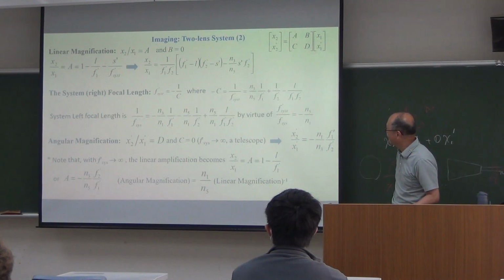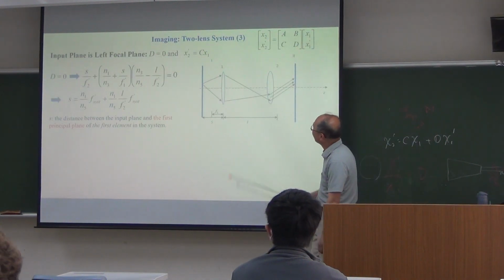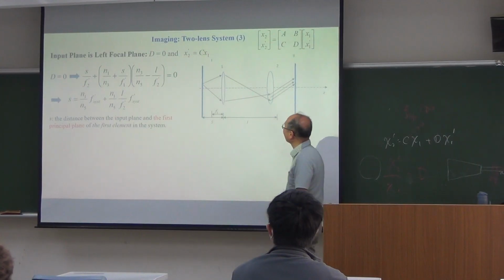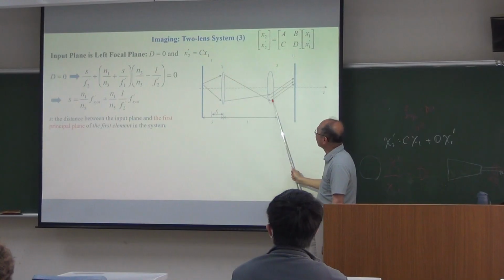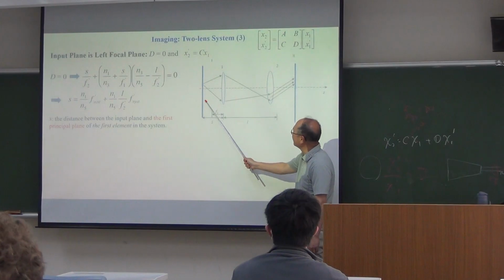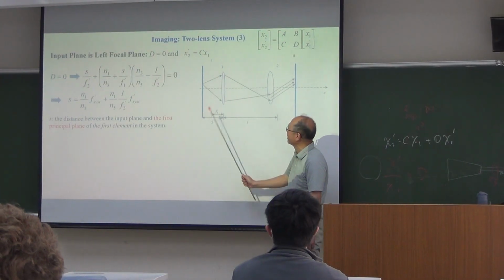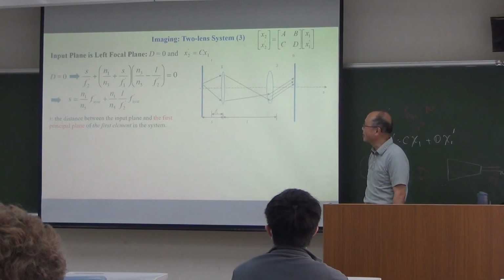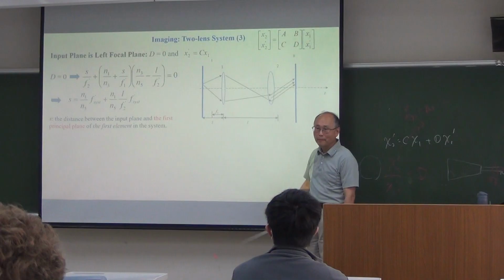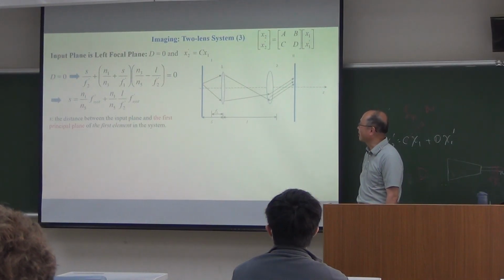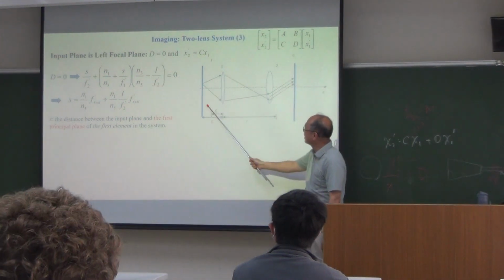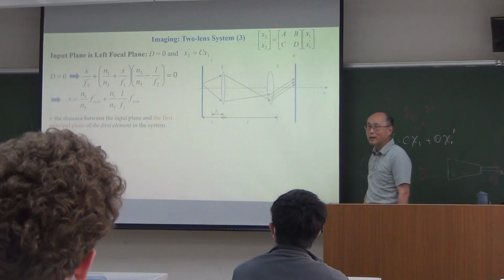What will happen if we do it? Well, for this one, x2 prime only depends on x1. Well, this is the two-lens system. If the output angle only depends on the position of this input ray, this means that this is a left focal plane. Okay, so this is another illustration based on d equal to 0. Then we say this is the left focal plane.